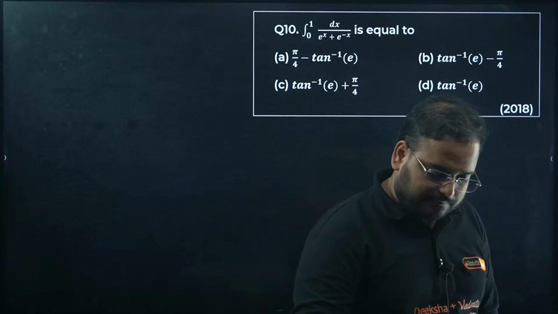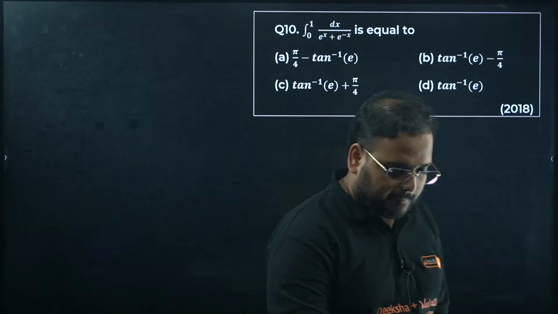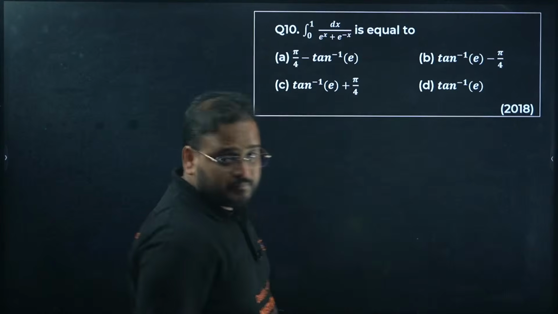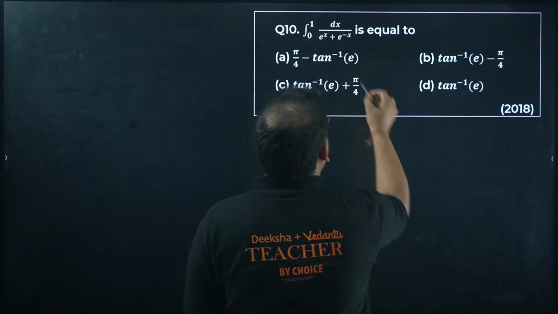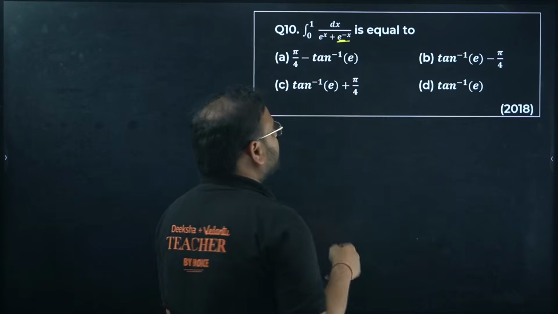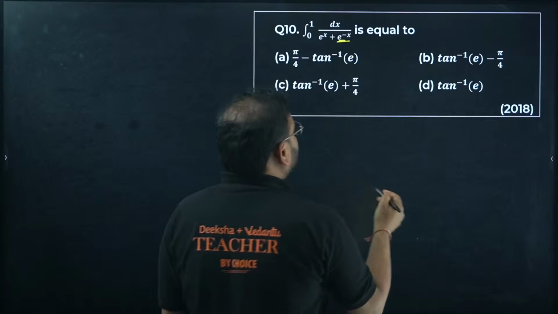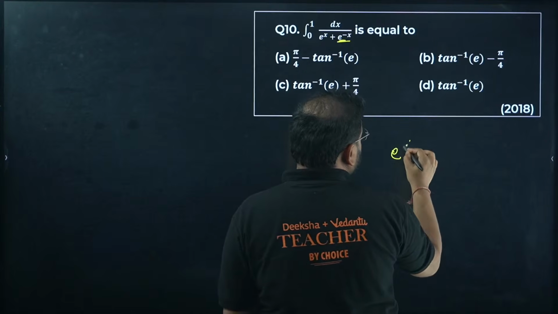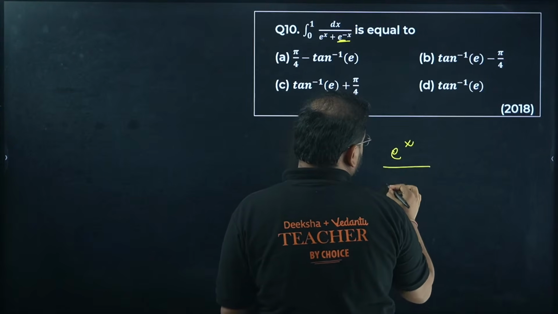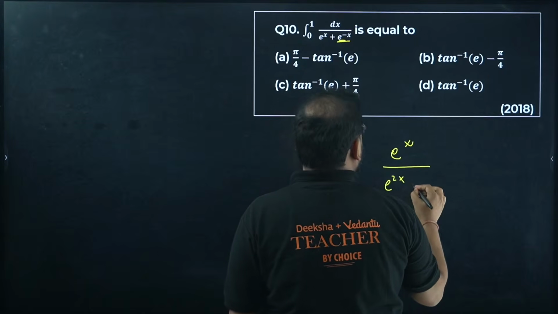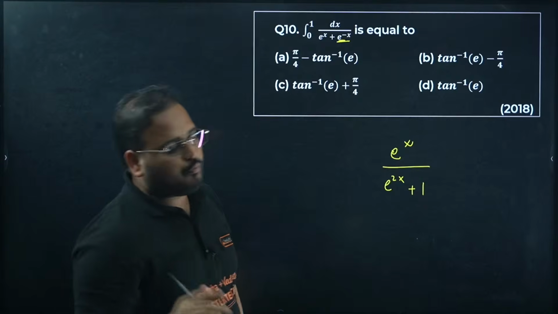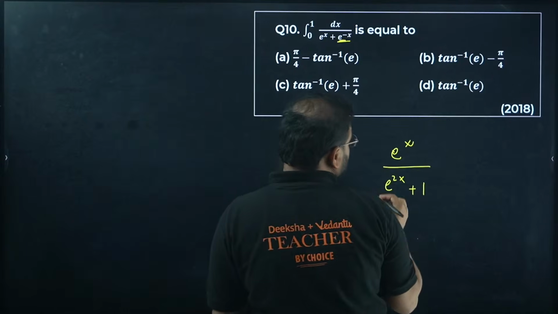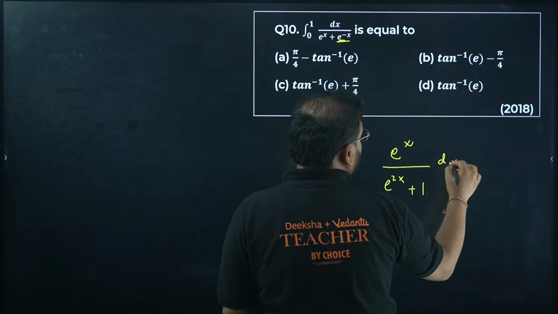Come on, guys. Question number 10: dx upon e power x into e power minus x. We want to solve this. Very simple question. Just multiply everything with e power x on both sides. You'll have here e power 2x plus 1, because e power minus x into e power x is 1. We can write this in this form if you want.